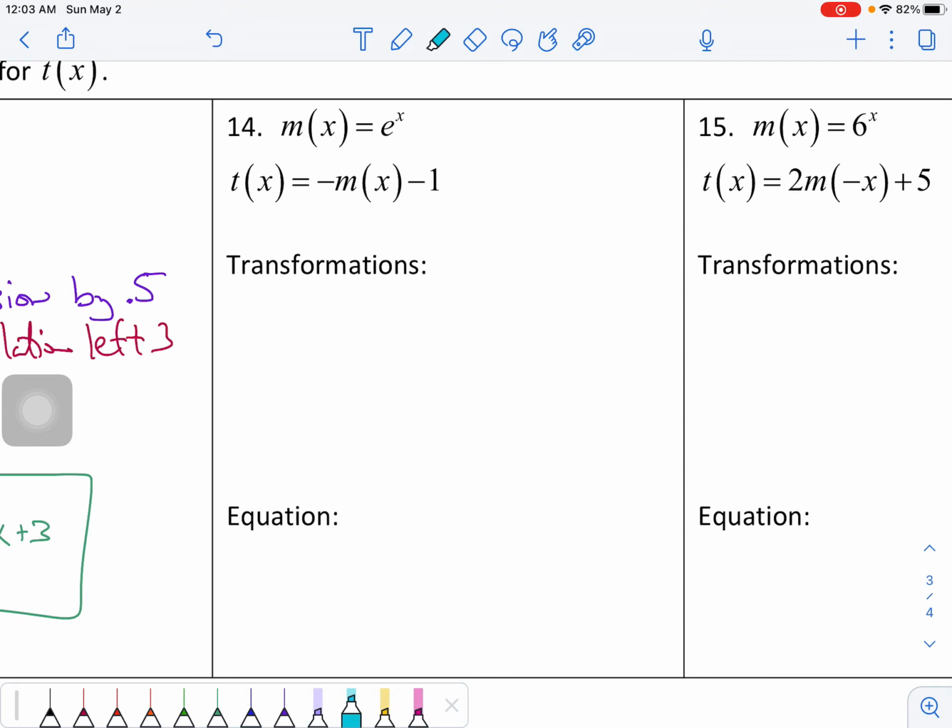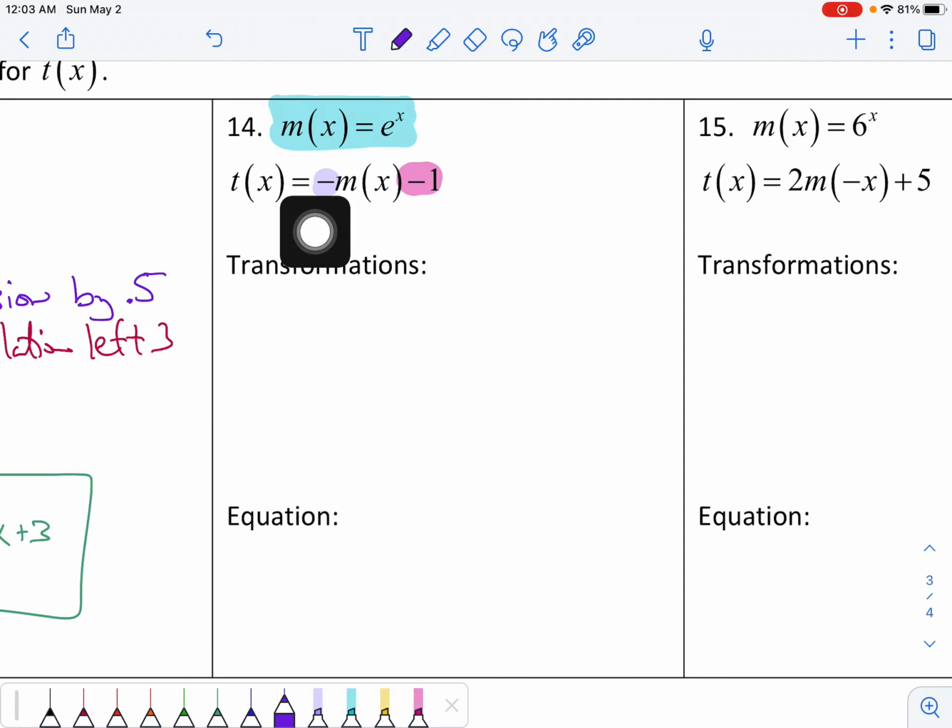So problem number 14, we have this original parent function. So m of x is equal to e to the x. Remember e, and I know it sounds weird, but e is a number in math class, just like i is a number or pi is a number. So it's just a common number that we use. All right, what have we changed? Well, we threw a negative in front and we are subtracting 1. Let me change colors on that one so I can make it pretty.